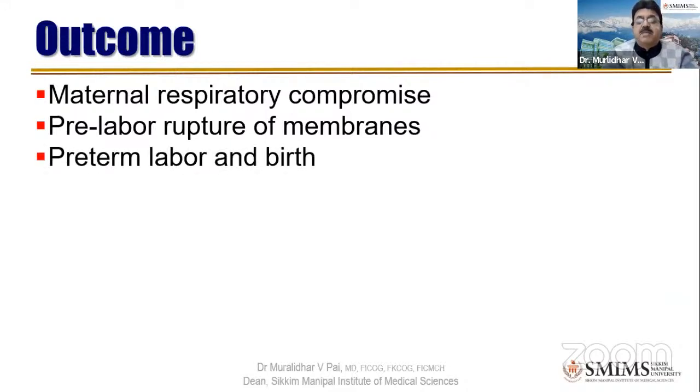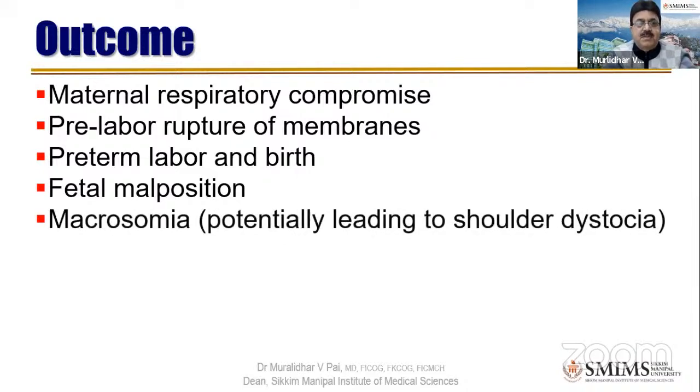Preterm labor and birth, though it is not directly related to the baby's anomalies, is again a problem. If there is a preterm birth, there will be a whole lot of problems due to prematurity, in addition to the baby having problems. Fetal malposition: when there is a lot of liquor, the baby tends to keep doing somersault movements. Sometimes it will become breech, sometimes it will become transverse lie, and that itself has its own problems.